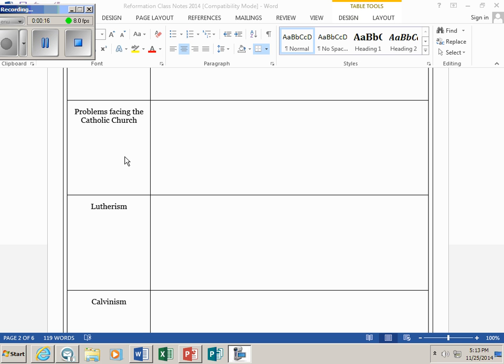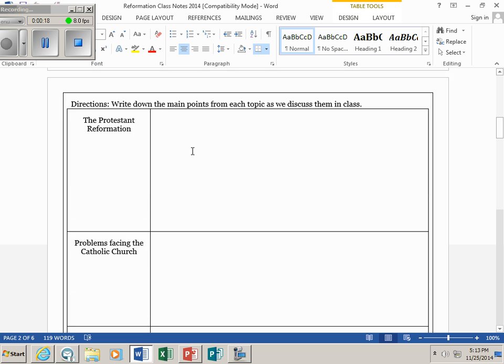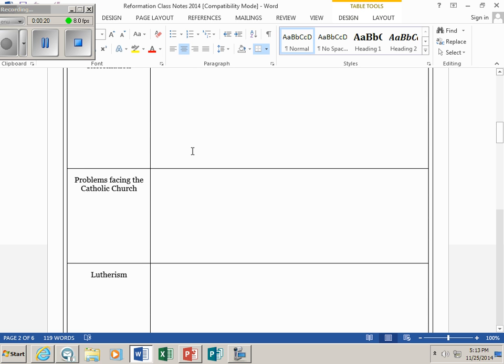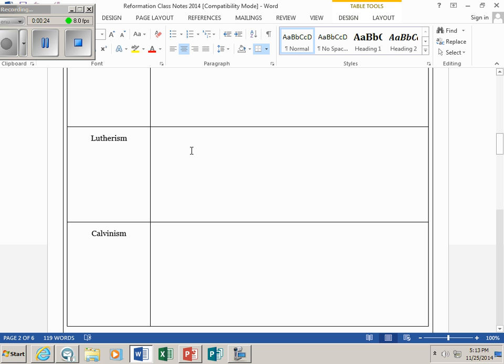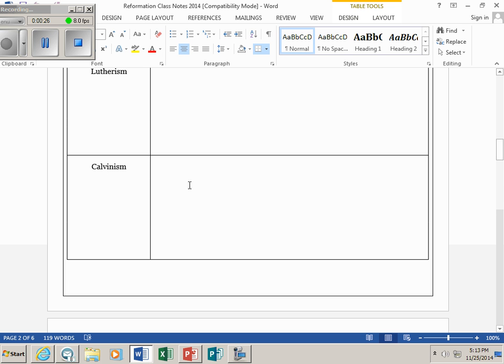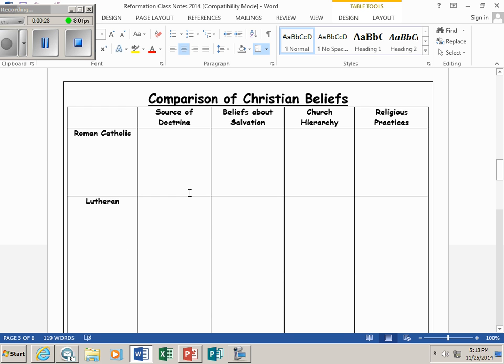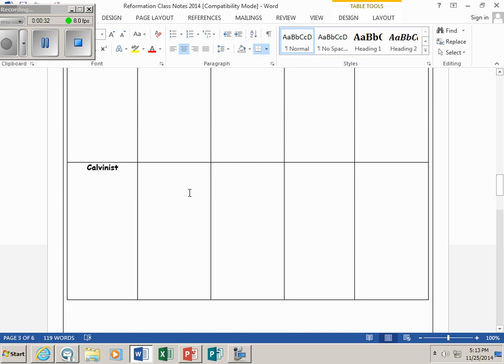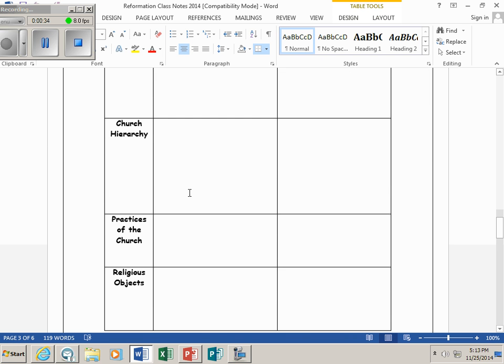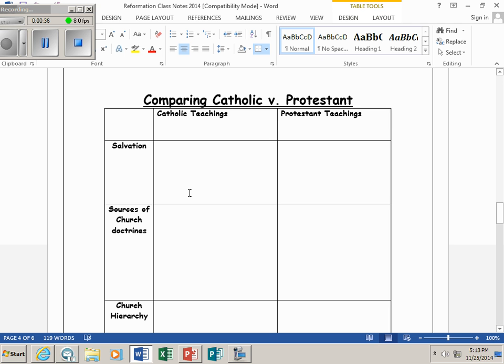So in class this week, we have discussed what the Protestant Reformation was. We have discussed the problems that faced the Catholic Church. We've discussed what the fundamental tenets of Lutheranism and Calvinism are. We also compared the Roman Catholic and the Lutheran beliefs, and we've compared them with the Calvinist beliefs. We've also compared and contrasted the two dominant religions of Christianity, which are Catholic and Protestant.